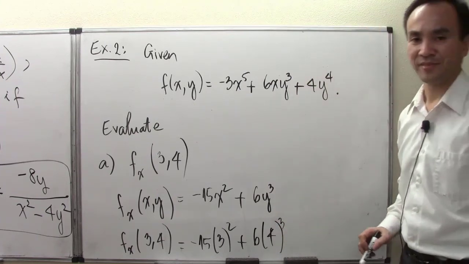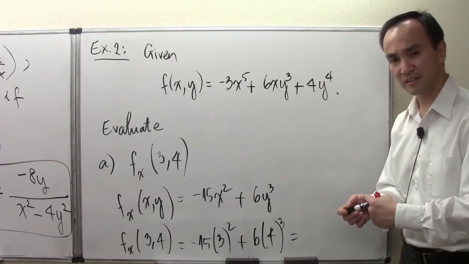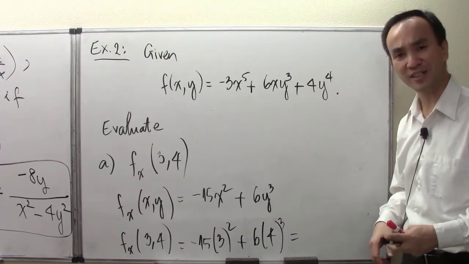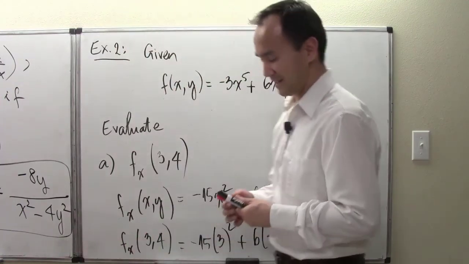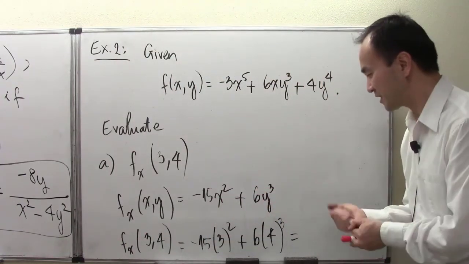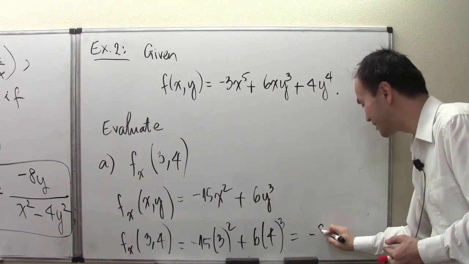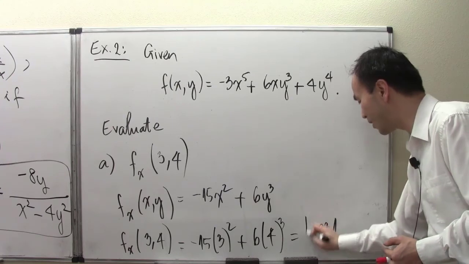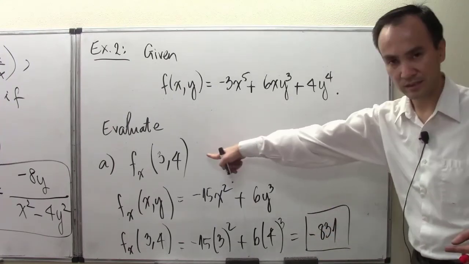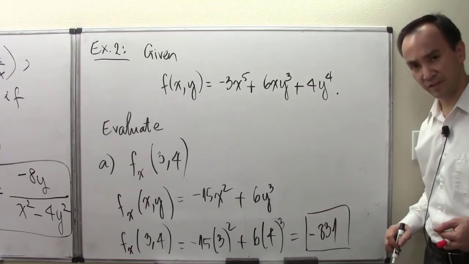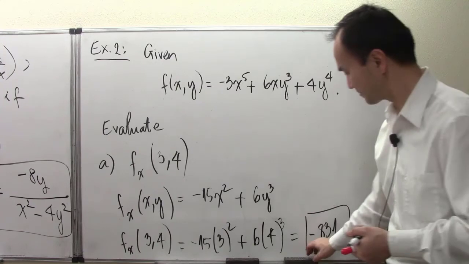All right, and at this point I need to swing by my calculator at the computer station to get a final answer. So my final answer comes out to be minus 831. All right, so that's the answer for part A right there. And now similarly, let's look at part B.